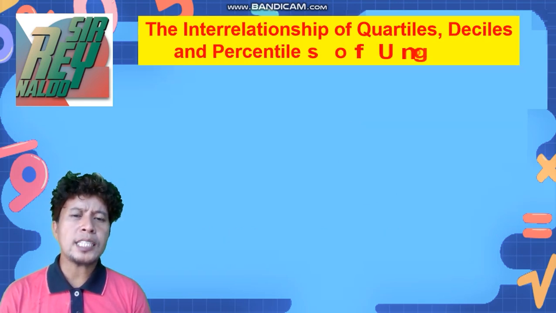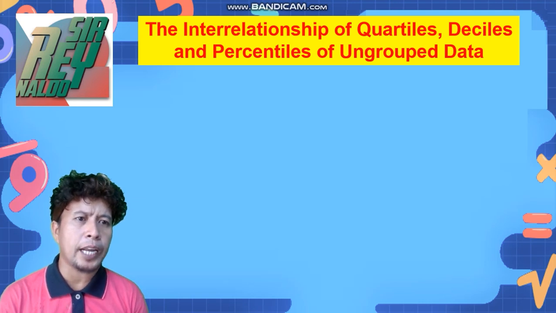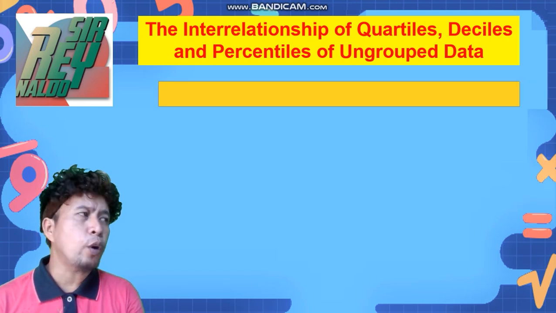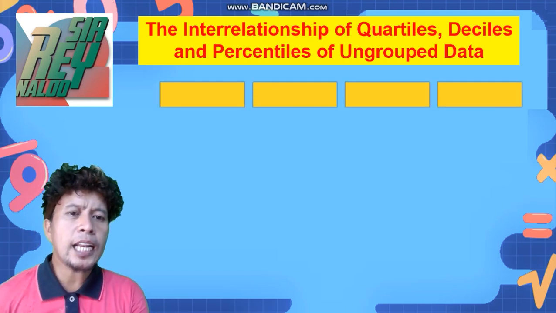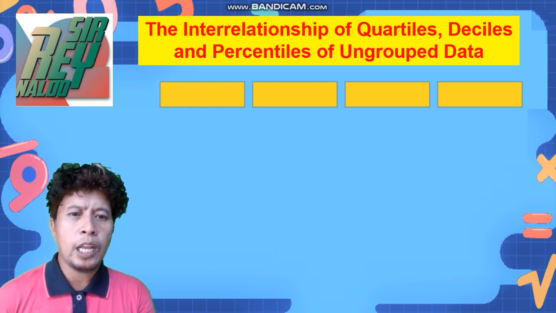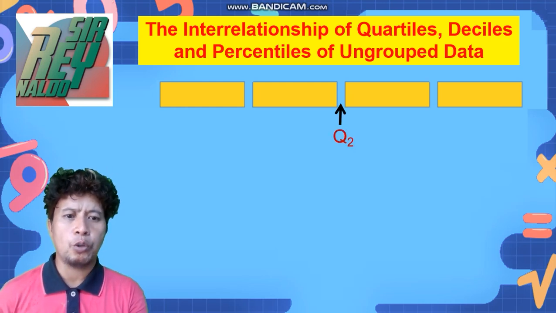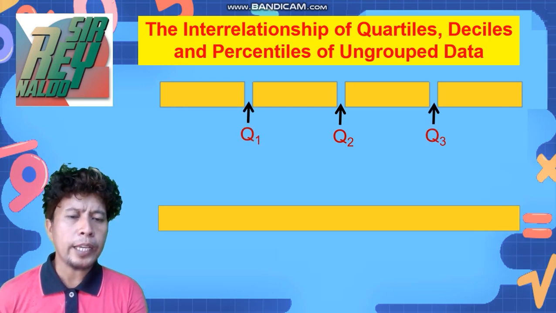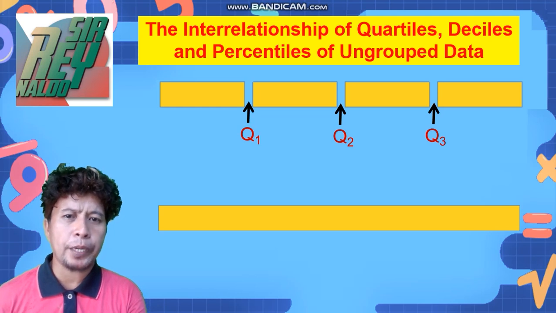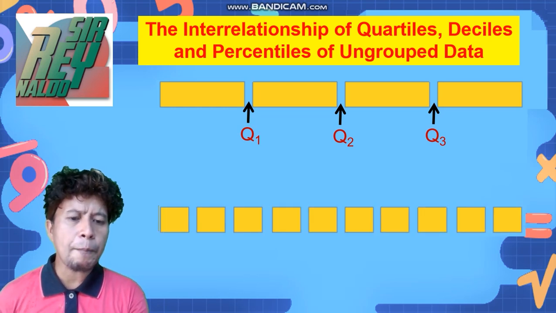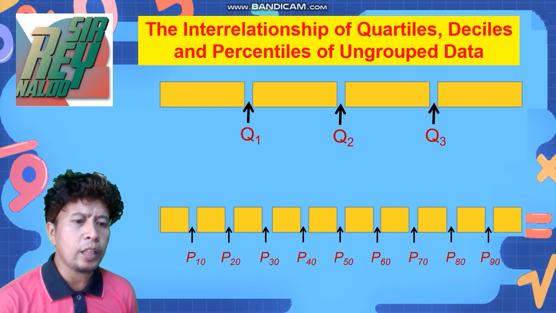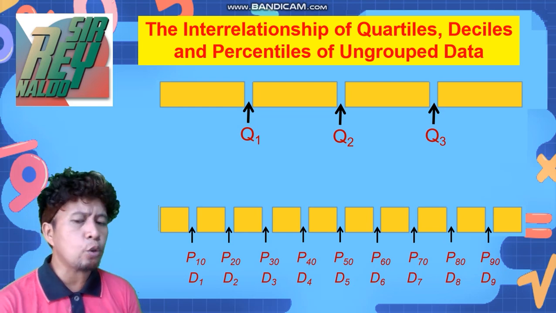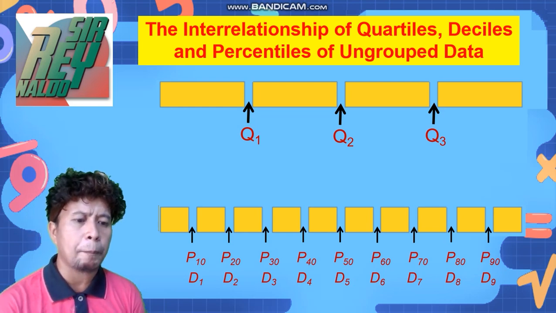Okay, so what is then the interrelationship of the quartiles, deciles, and percentiles of ungrouped data? Okay, let's have it. Since ito yung buo natin, yung buong element, hinati natin ng 4 equal parts to denote the quartile. Meron tayong quartile sa gitna, yung lower quartile, and the upper quartile. Likewise, we also have one complete element for the percentile and decile. Hinati natin na 10, we come up with P10, P20 until P90.